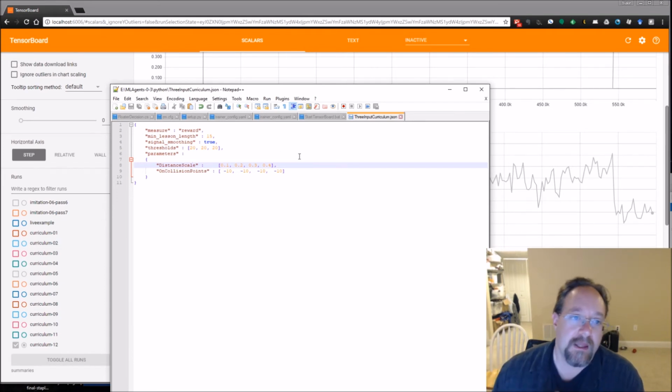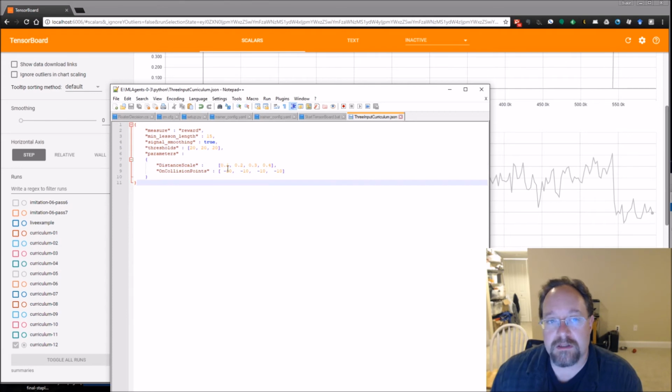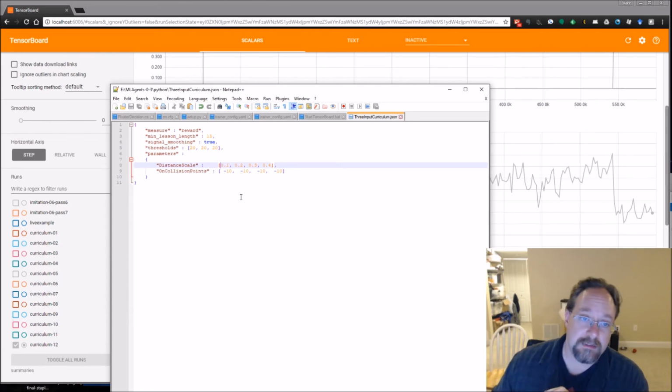So the distance scale, that's what we talked about before, where the higher the number is, the harder the problem is. So in this case, I have 4 lessons. Initial condition, 0.1, very easy, huge field. You can get points just about anywhere. And then 0.2, 0.3, and 0.4.